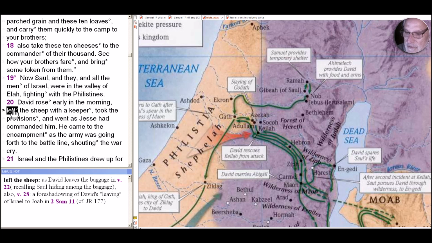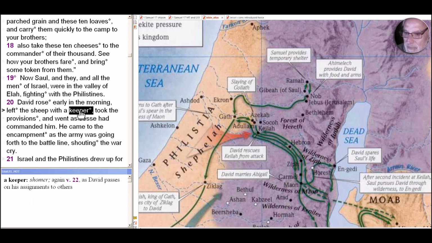recalling Saul hiding amongst the baggage, with a keeper here, a shomer, and took the provisions, which is the word, the noun nis here, which underscores the more generic nature of the term translated as shield bearer, both at 17:7 and 17:41. I noted at 17:7, it could just be the one who carries the stuff, a baggage assistant, and this makes clear that that's what's at issue. So the keeper of the sheep, and David took the provisions, which is to say the grain and the cheese, and went as Jesse had commanded him.